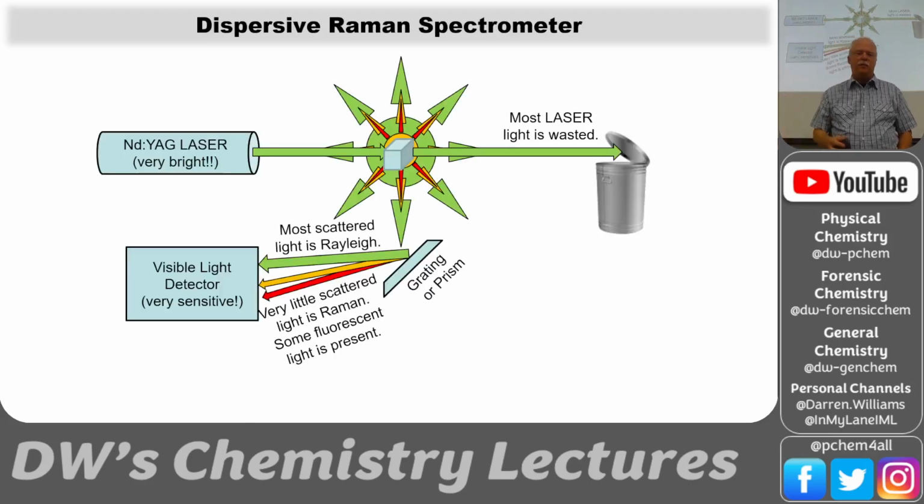This is a schematic of what we do. Most of the light is not changed. And so we throw away all the green light and we collect the red and orange light.